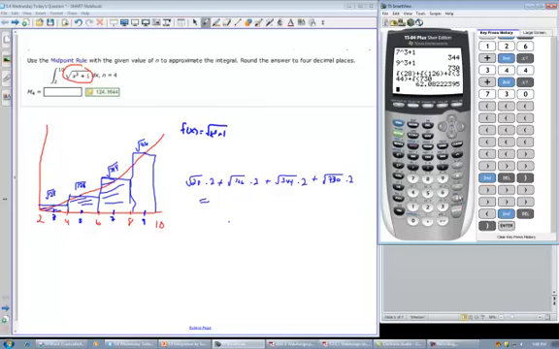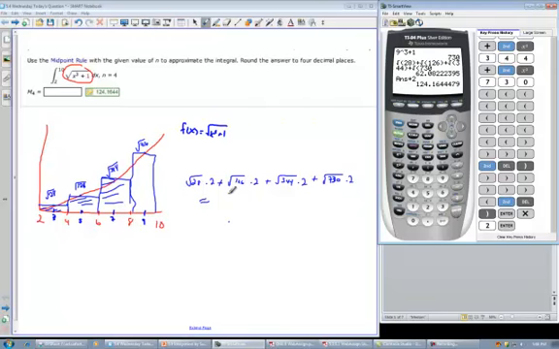So hit enter. Multiply it by 2, and I get my answer of approximately 124 to 4 decimal places, 0.1644. All right, so that's how you do number 3.